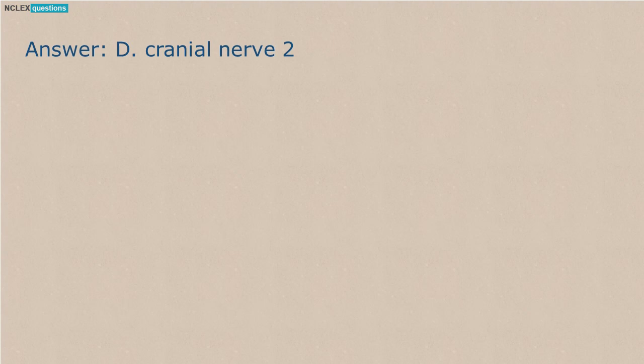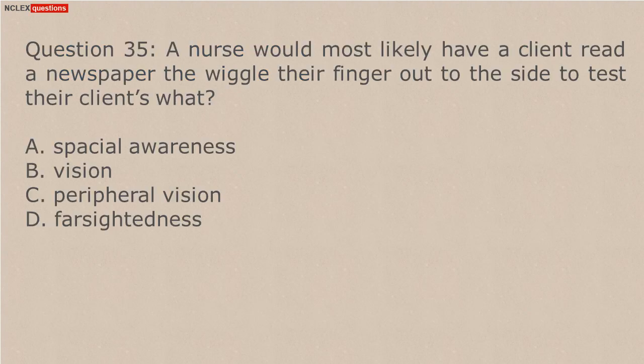Answer D. Cranial nerve 2. Question 35. A nurse would most likely have a client read a newspaper, then wiggle their finger out to the side to test their client's what? A. Spatial awareness. B. Vision. C. Peripheral vision. D. Farsightedness.